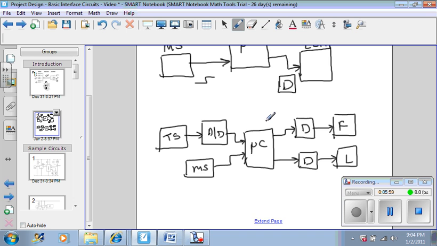Now, to give you an idea of where we're going or what we expect you to produce, I would like to look at one or two sample circuits. This will give you an idea as to what your solution might look like and what is the structure of that solution.